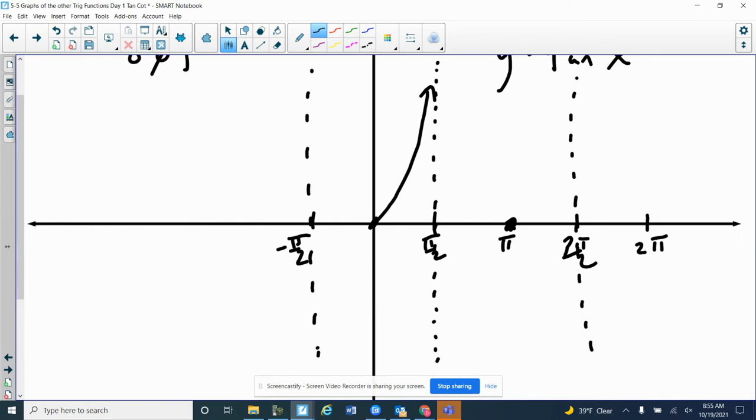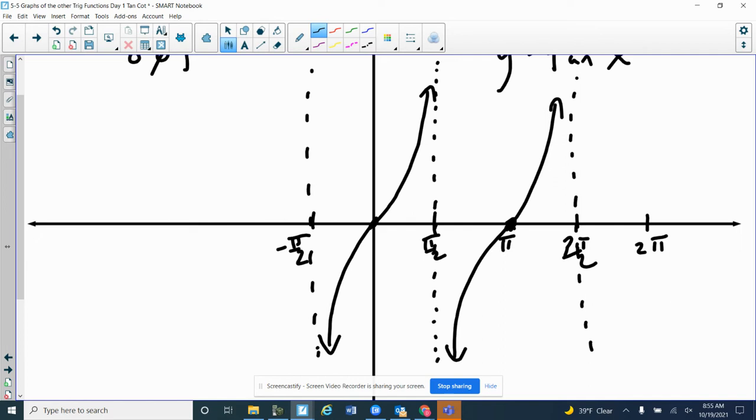Now let's go in the opposite direction. Try -45 degrees. Tangent of -45. -1. So what happens on the other side is it just kind of goes down like this. And that's the tangent graph. You have asymptotes at -pi over 2, pi over 2, 3 pi over 2, and so on. And then it crosses through halfway in between. And that's what that graph looks like.